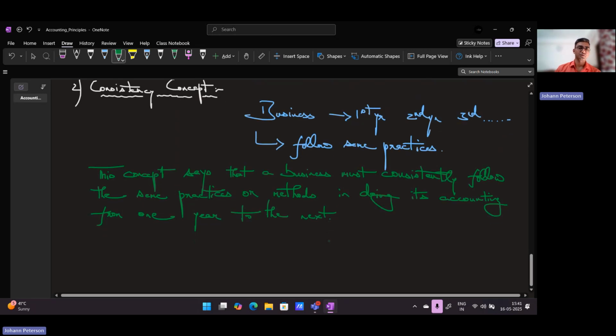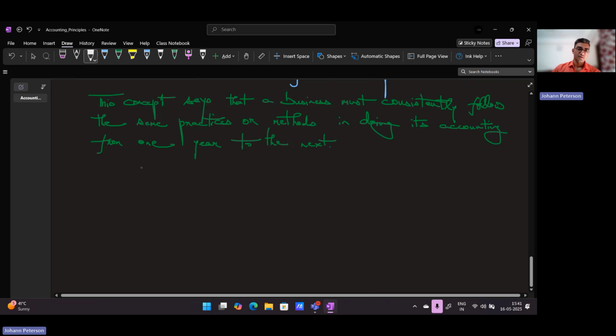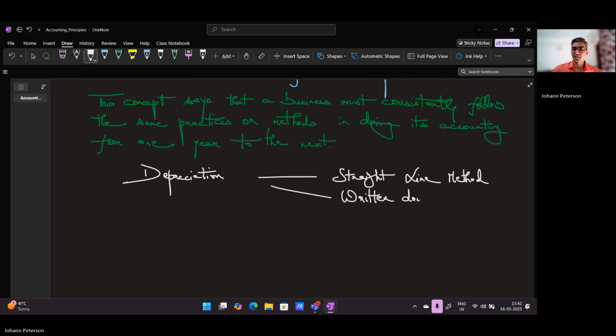Now, what kind of practices are we talking about? This kind of practice is like, let's say, there is a chapter which we will study, which will be depreciation. And within this chapter, there are a few ways in which we calculate depreciation of some fixed assets that we have in our business. So the first method is called the straight line method. The second method which we will study will be the written down value method. Whatever you choose in your business, let's say in a business, we have chosen the first method, the straight line method. So every year, this business will charge the depreciation on its fixed assets by this method.